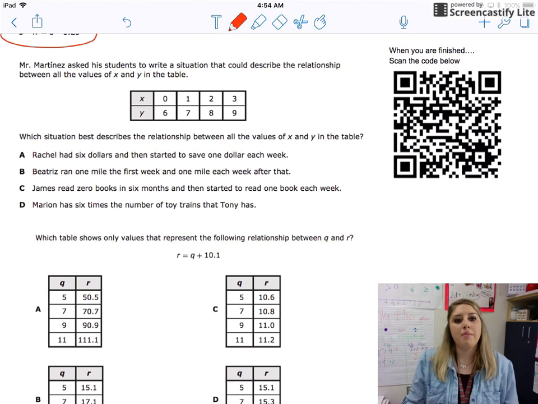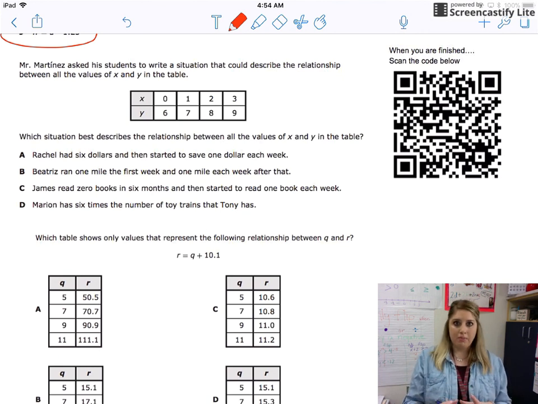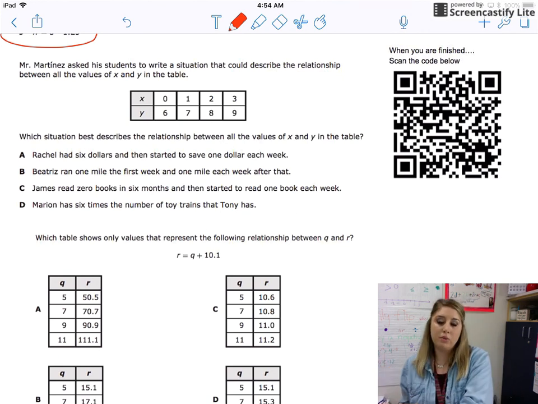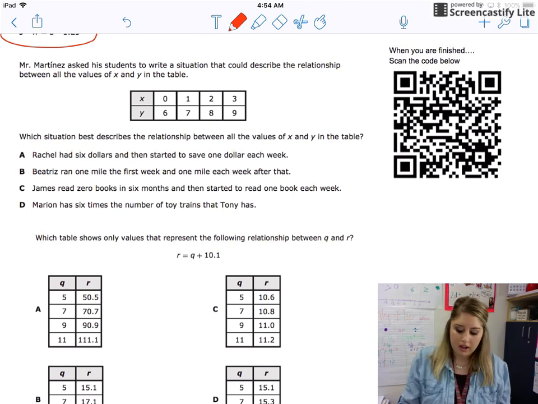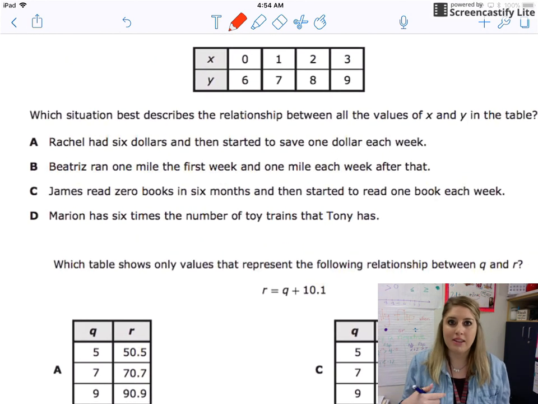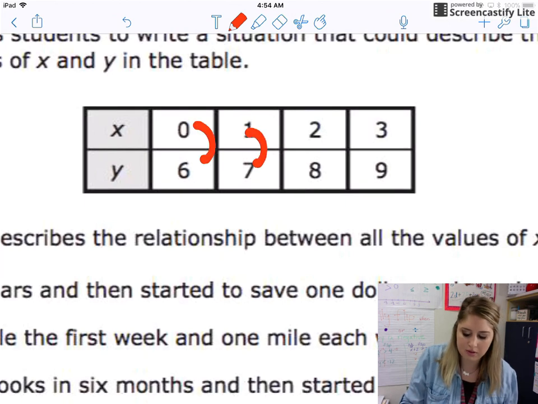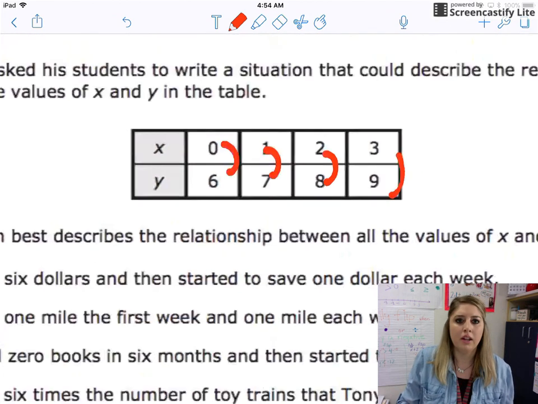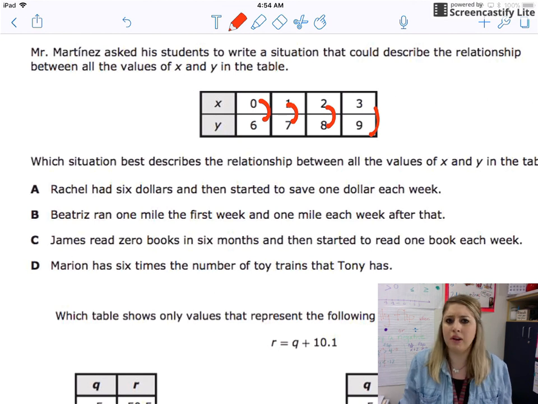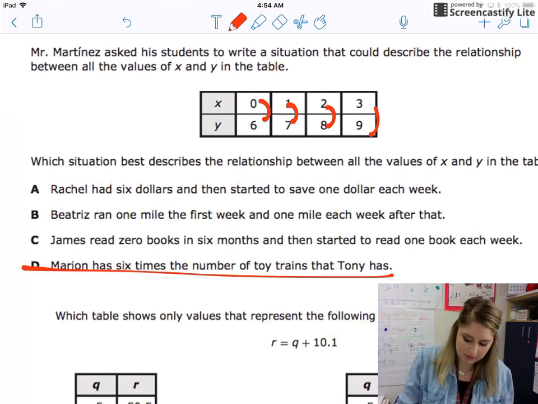Okay, in the one about Mr. Martinez, they gave us a table, but now they're asking us to match a situation with the table. So I started at the bottom because sometimes I think they're going to try to trick me like that. And it said Marion had 6 times the number of trains that Tony has. So if it was 6 times, that would mean that we would multiply by 6 every time. So for D, are we multiplying by 6? Nope, so I'll eliminate that one.